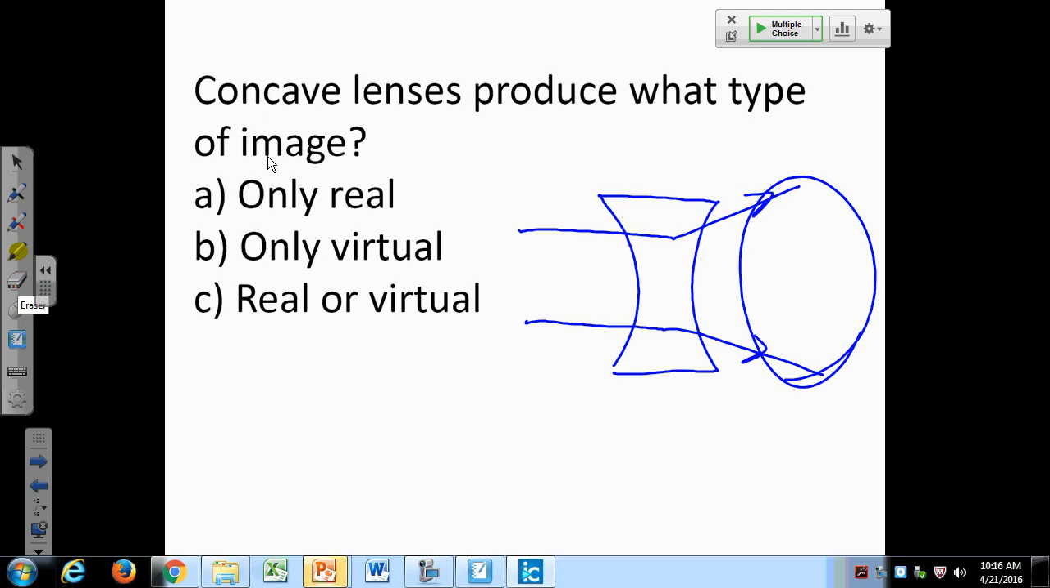By the way, convex lenses, what would be the answer? C, right? A convex lens can produce either a real or a virtual image.